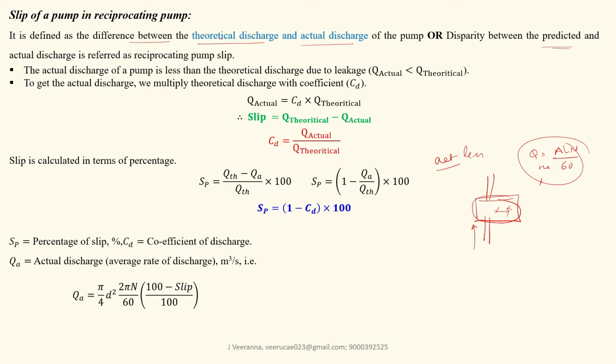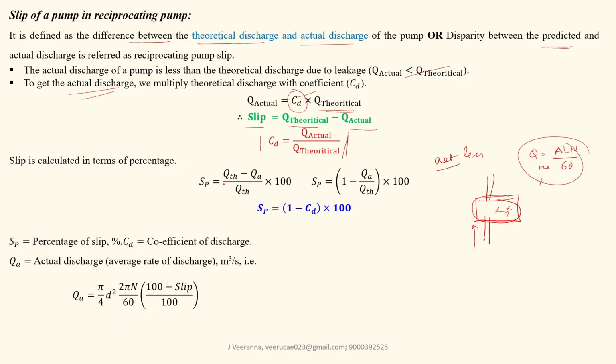So this slip, as I told you, the actual discharge of the pump is always lesser than the theoretical discharge. To get the actual discharge in real condition, we will multiply with some coefficient that is called CD with respect to the theoretical discharge. Now we can say that the slip is the difference between theoretical minus actual. To get the actual discharge, we multiply with your CD. So can I write the CD in this way? The CD is the ratio of the actual by theoretical. But we will always represent this slip in percentage. How much percentage of the water is not getting, or what is the losses? So we can always represent it in percentage.